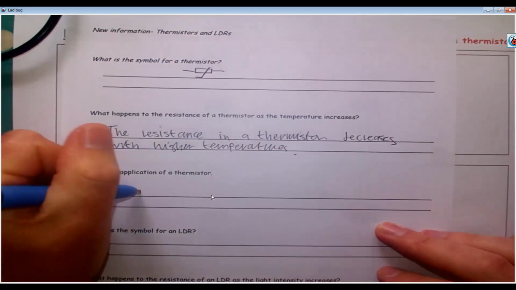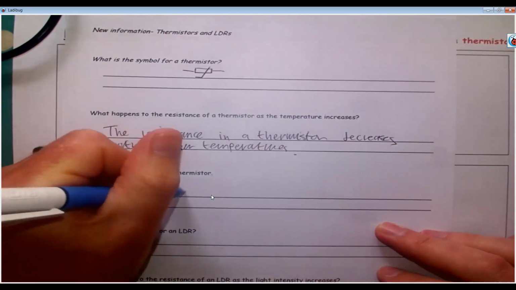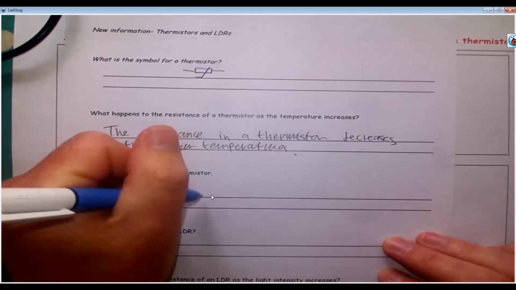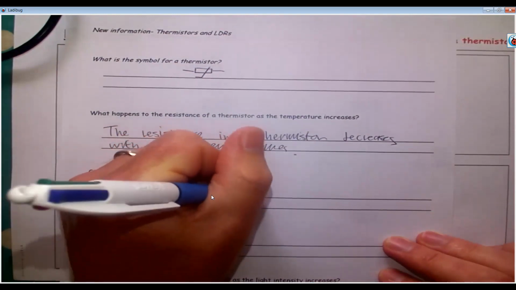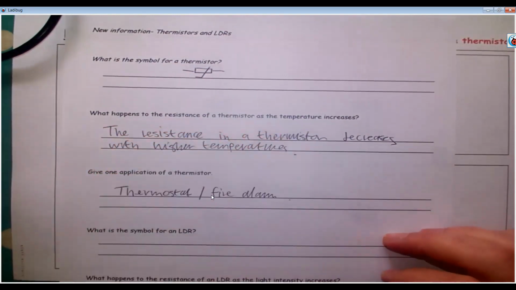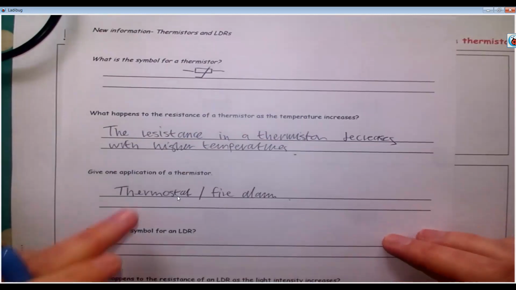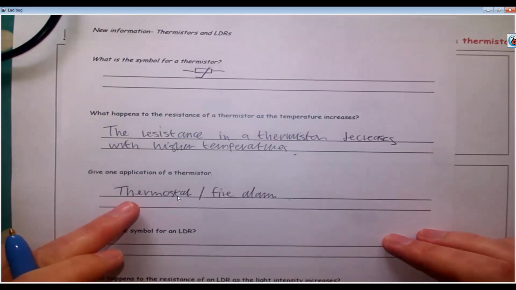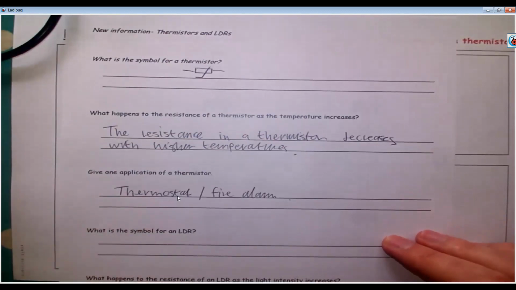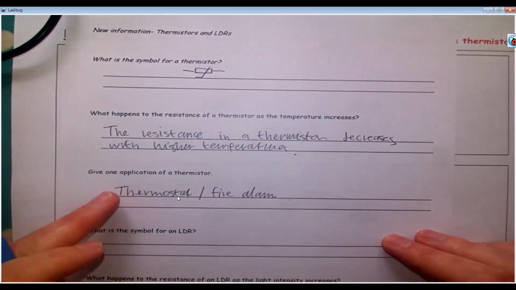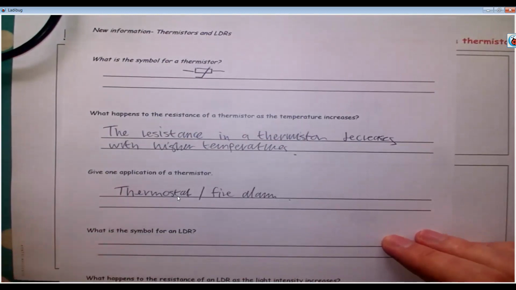A thermostat, or in a fire alarm. So obviously if it gets too hot, that can make the alarm sound, or with a thermostat, when the temperature gets to a certain amount, things might turn off or on in the device. Say, for instance, in an oven, we've got a thermostat. So when the oven reaches the required temperature, a light may go on or off to indicate that. Or even on a computer, there'll be a thermostat. So if the computer gets too hot, it may switch a fan on to cool it down.